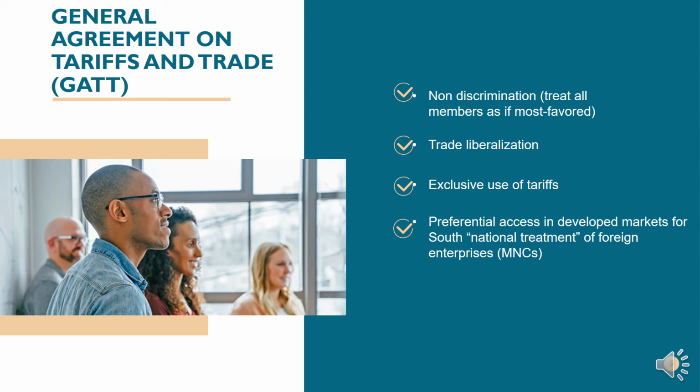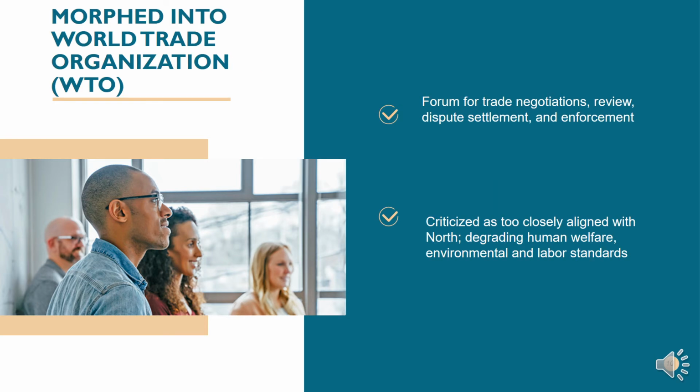And then we move to the General Agreement on Tariffs and Trade, GATT. This institution is concerned with non-discrimination, treating all members as most favored, trade liberalization, limiting the use of tariffs, preferential access in developed markets for the South, and national treatment of foreign enterprises. The World Trade Organization is concerned with trade negotiations, review, dispute settlement, and enforcement. The WTO is also criticized as too closely allied with the North, and as degrading human welfare, the environment, and labor standards.